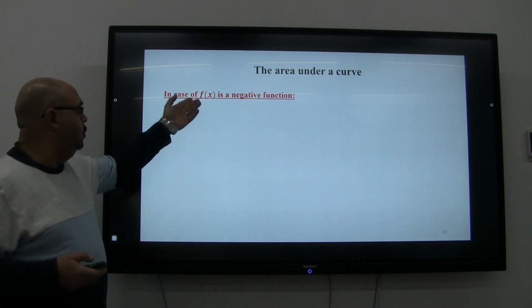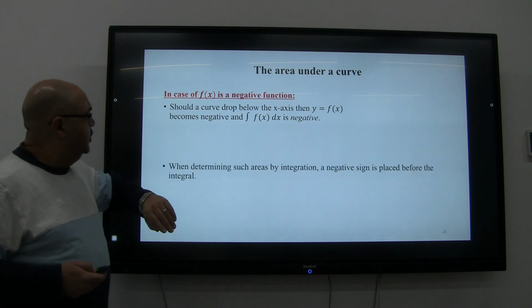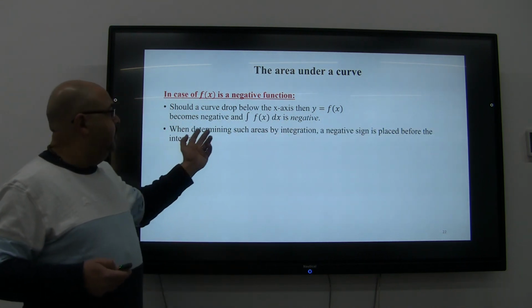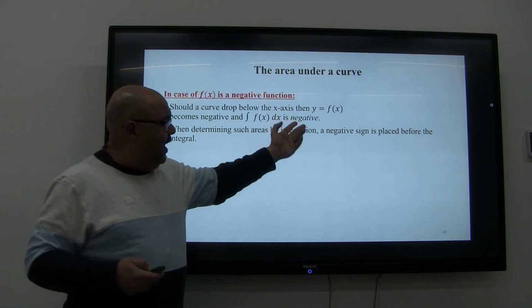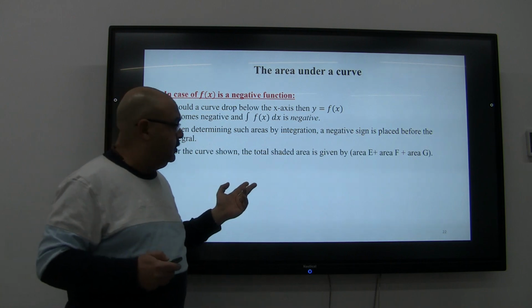What we went through is explained here. In case f of x is a negative function, once you integrate, f of x dx is going to be negative. When determining such areas by integration, a negative sign is placed before your integral. This is what I've told you about.